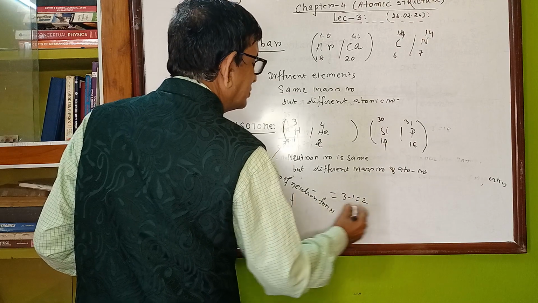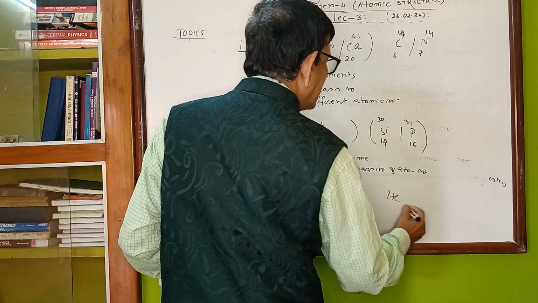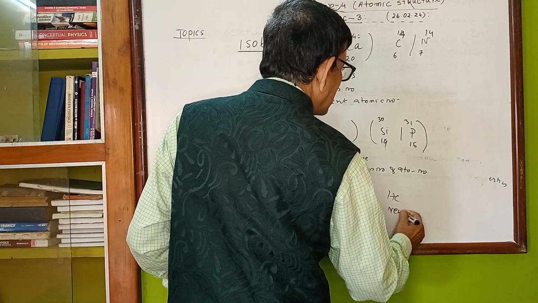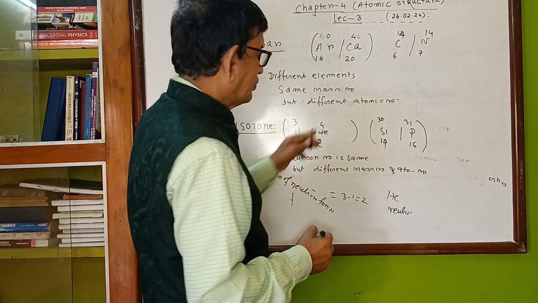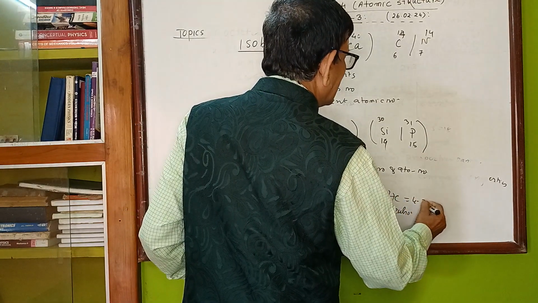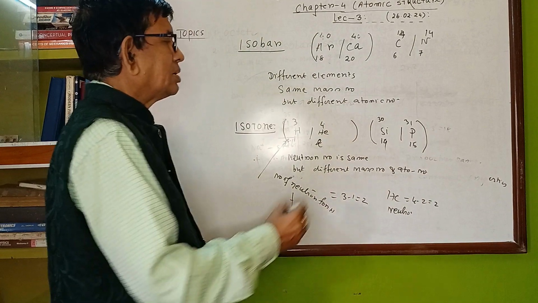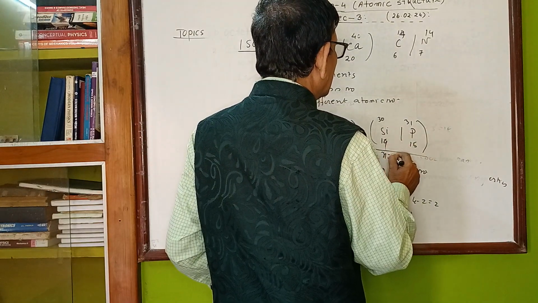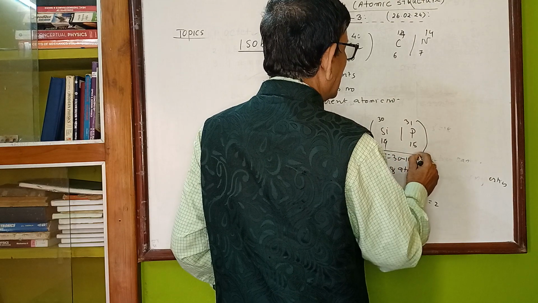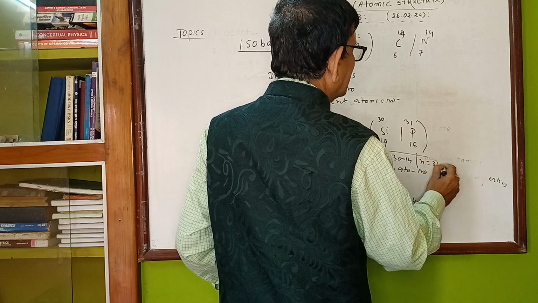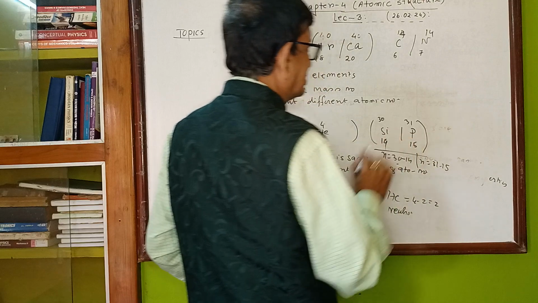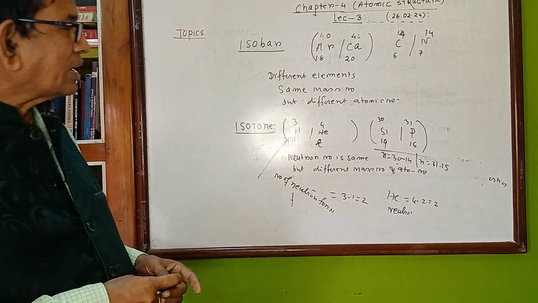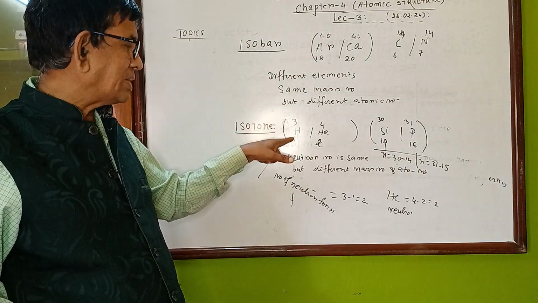For helium, neutron is 4 minus 2, that is equal to 2. Clear? What is the neutron? In that case neutron equals 30 minus 14. Here neutron equals 31 minus 15. That is 16 and 16. So how can you get neutron? Mass number minus atomic number.